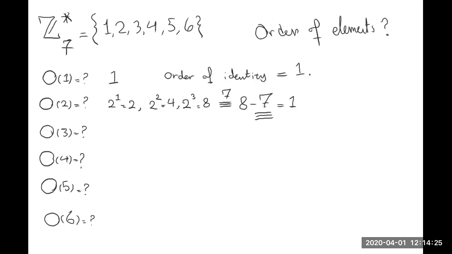Okay, so the order of 2 is 3, because 2 to the power 3 is the first time that it becomes 1. So its order is 3.